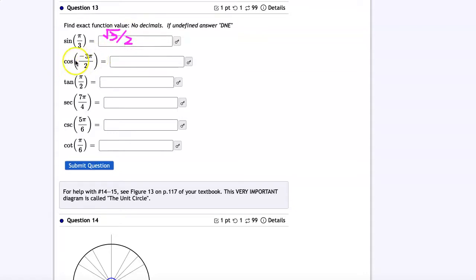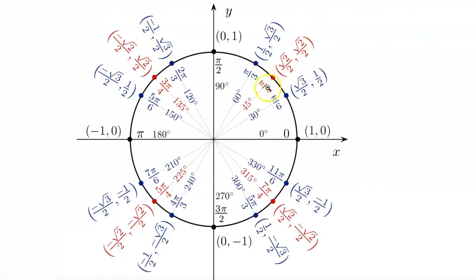Next, cosine of -3 pi halves. Come back to the unit circle. To get to -3 pi halves, I start here at 0 and I go backwards 1½ pi's. -3 pi halves is coterminal with pi halves. The cosine value is 0. The sine value is 1.